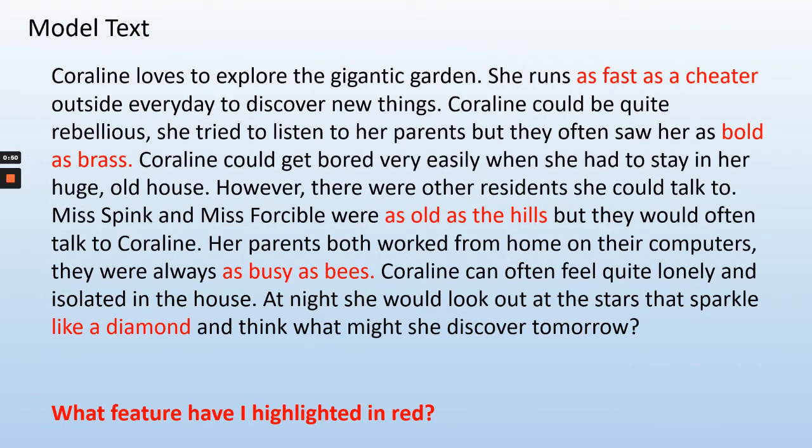Coraline loves to explore the gigantic garden. She runs as fast as a cheetah outside every day to discover new things. Coraline could be quite rebellious. She tried to listen to her parents, but they often saw her as bold as brass. Coraline could get bored very easily when she had to stay in her huge old house. However, there were other residents she could talk to. Miss Bink and Miss Forcible were as old as the hills, but they would often talk to Coraline.